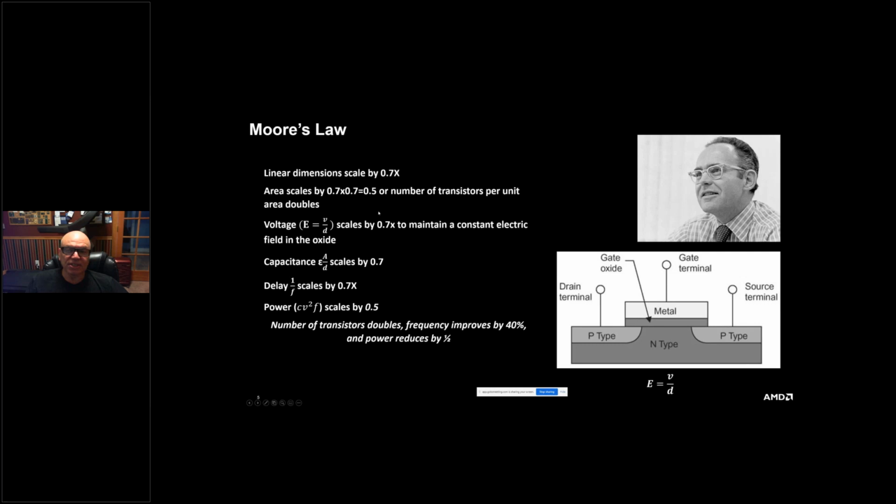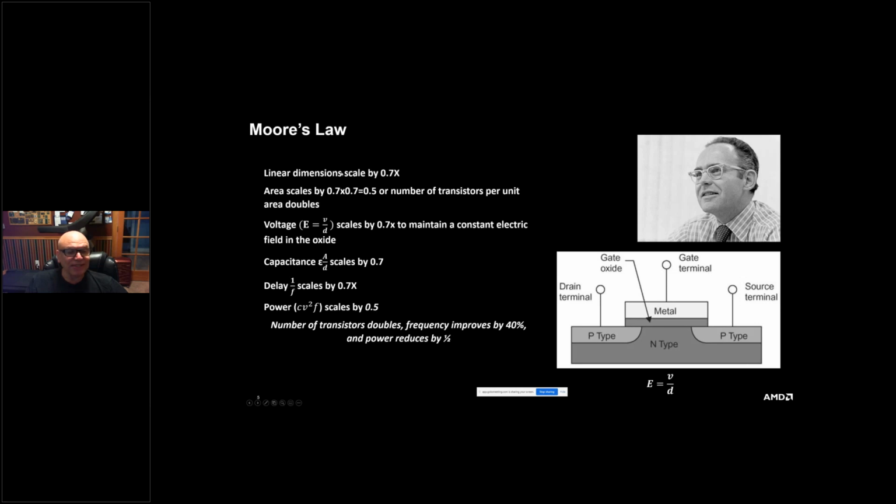So the linear dimension scales by 0.7, voltage also has to scale by 0.7. You look at capacitance, which is simply A over D, it's also scaled by 0.7. Now delay scales also by 0.7. You have shorter interconnect, faster transistors, which translates roughly to 1 over F, so frequency improves roughly by 40%. You look at power, CV squared F, so that's scaled by half.